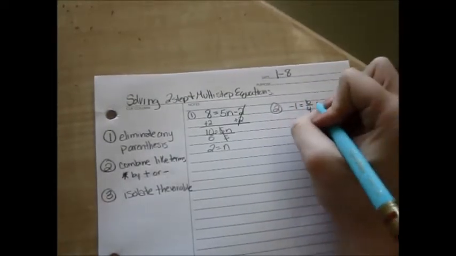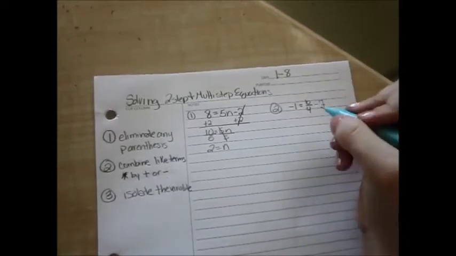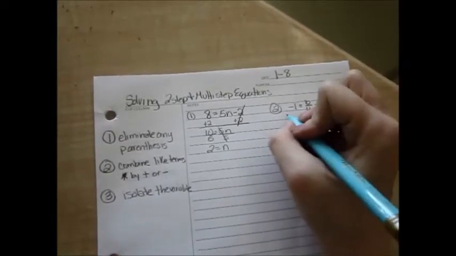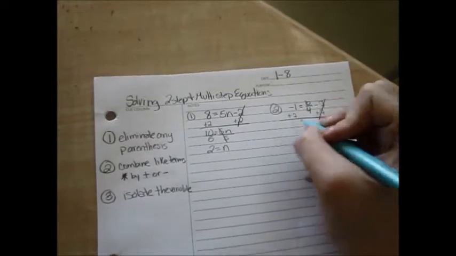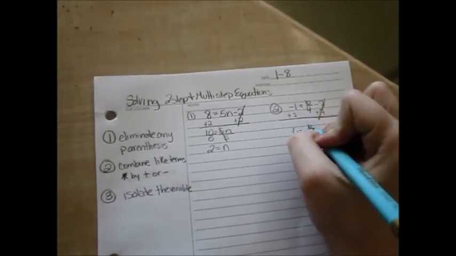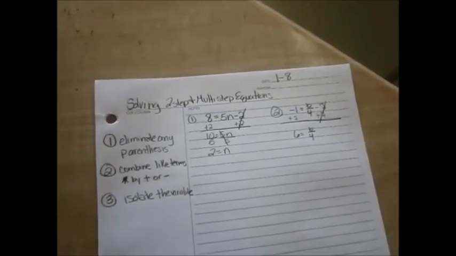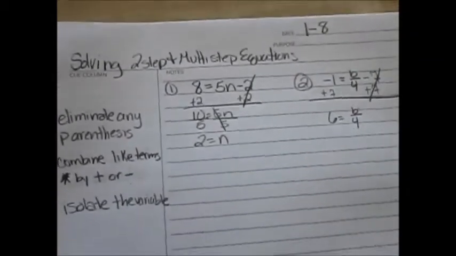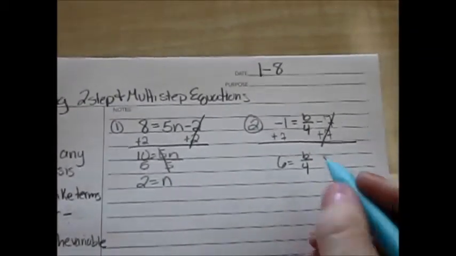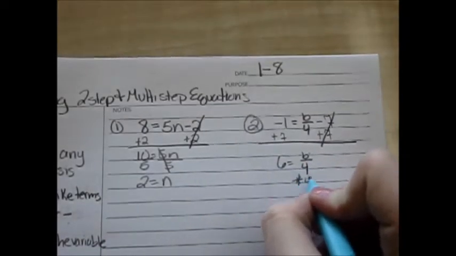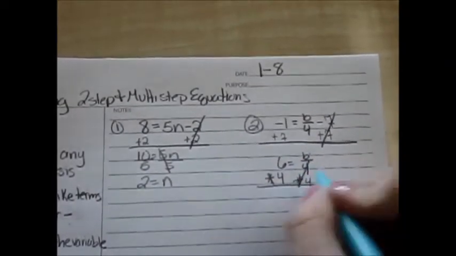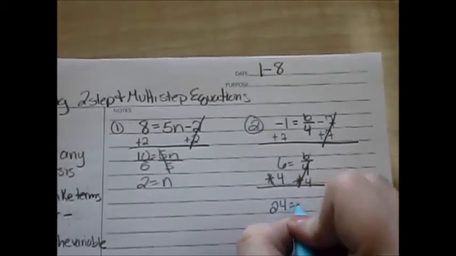Second example, negative 1 equals b over 4 minus 7. I'm going to add 7 to both sides. I'm going to end up with 6 equals b over 4, which is b divided by 4. So because it's divided by 4, I'm actually going to multiply by 4 on both sides. I end up with 24 equals b.